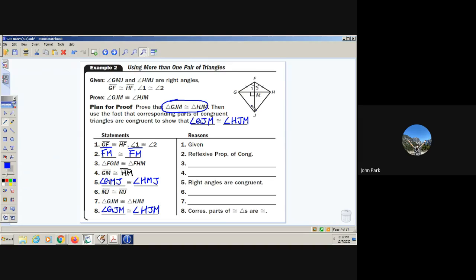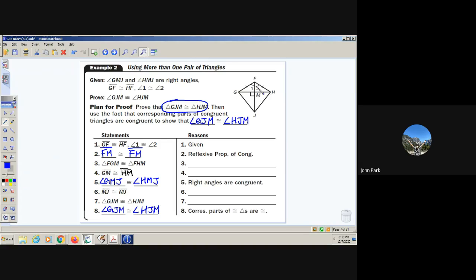However, we're not given much information here on the top. And so we're going to first use the given information here on the top and get to the bottom triangles here, right? And so first we copy the given information. We know that segment GF here is marked congruent to segment HF. And then we know angle 1 on the top is congruent to angle 2. So those are all marked on the picture, right?